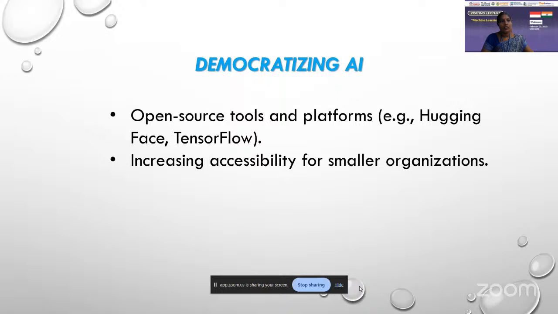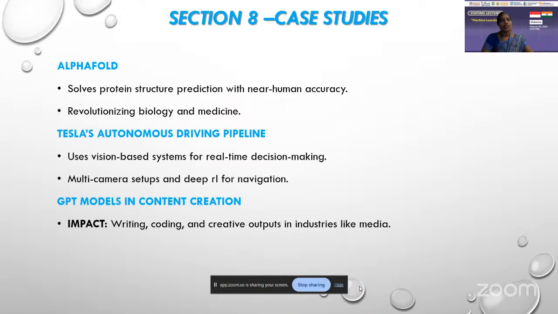And then the case studies: AlphaFold, Tesla's autonomous driving pipeline, and GPT models in content creation. So when you take AlphaFold, it solves protein structure prediction with near-human accuracy, revolutionizing biology and medicine.